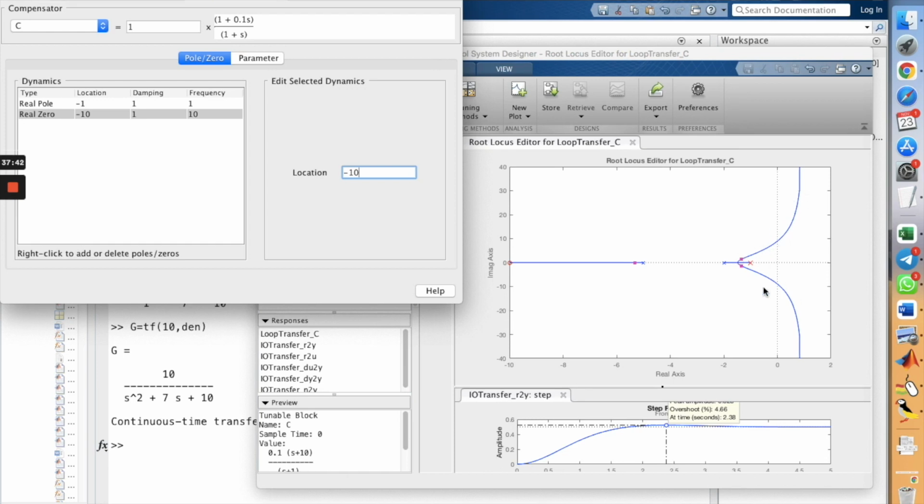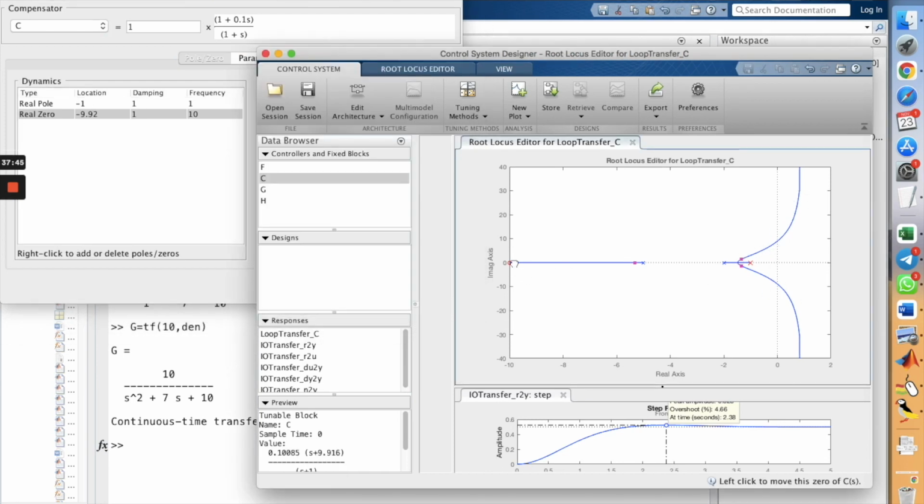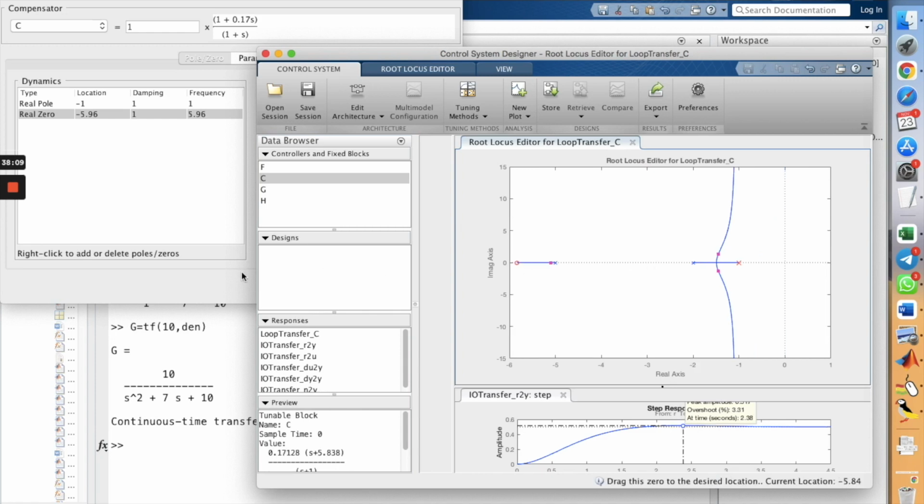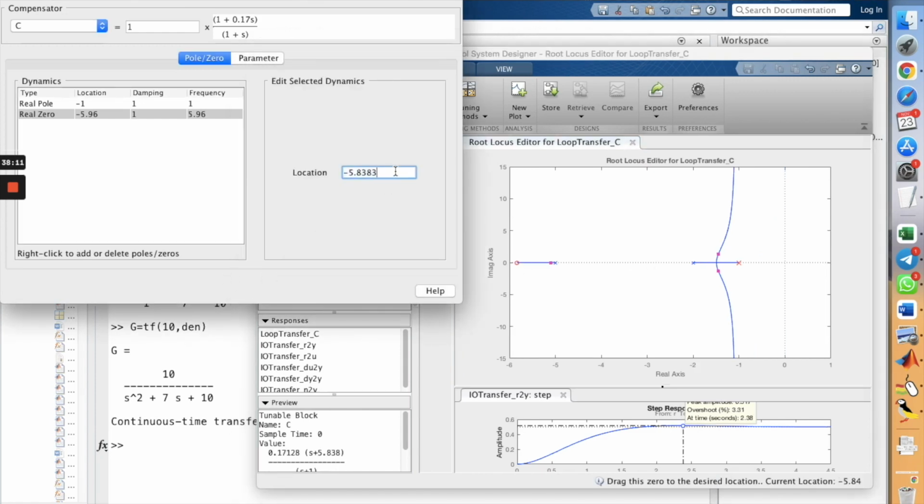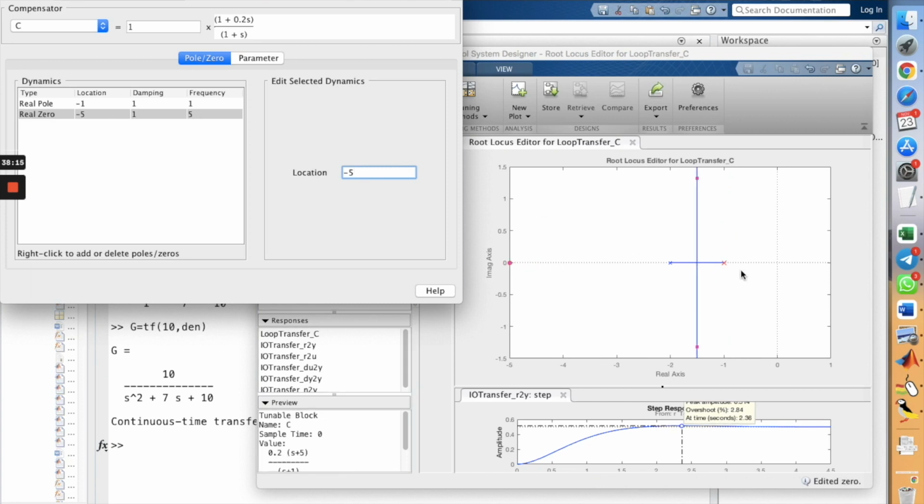It bends to the right. So you can see when I drag the zero back closer to the dominant poles, the shape of the root locus wants to bend to the left. Okay, so when I put it at -5, it will cancel out the real pole at -5, and this is the shape of this root locus.